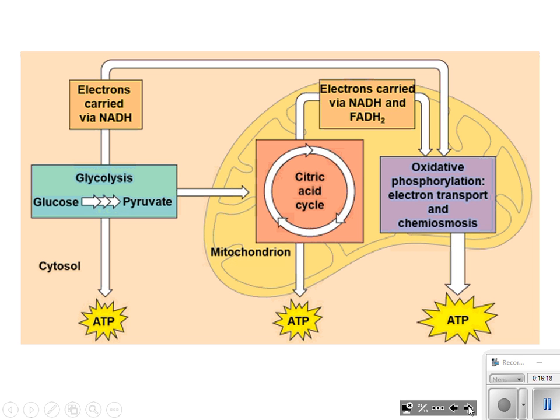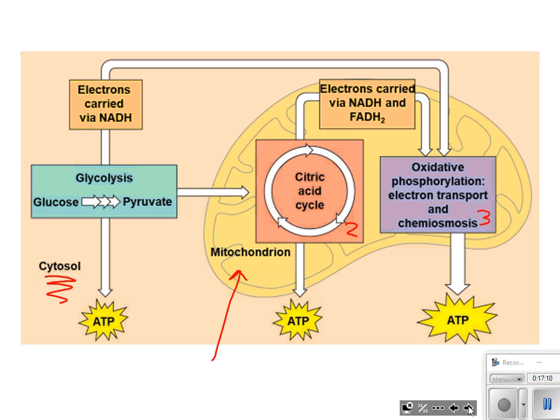Now look at this guy right here. This is a diagram of the 3 different parts of cellular respiration. And if you look, this guy right here in the yellow, what is that? That is the mitochondria. Okay? And didn't we say that stage number 2 and stage number 3 happen inside the mitochondria? Yes. So look, those 2 are inside the mitochondria. Where did glycolysis occur? In the cytosol. Okay?